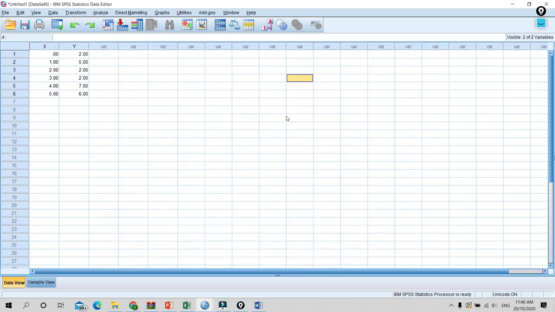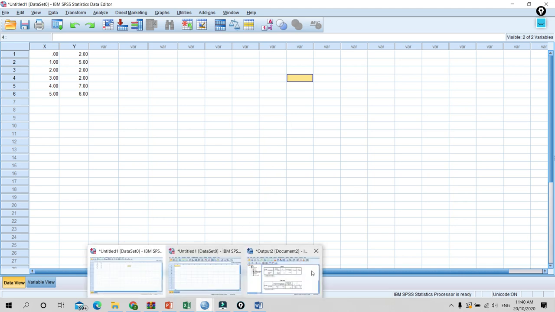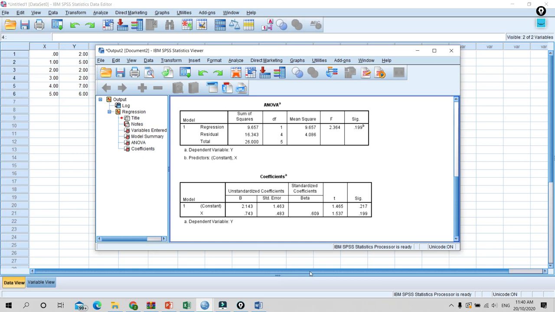Good. Now, if you want to look at your result, you can click here. So our B naught is 2.143, and then your B1 is 0.743. This is how we use the regression line.